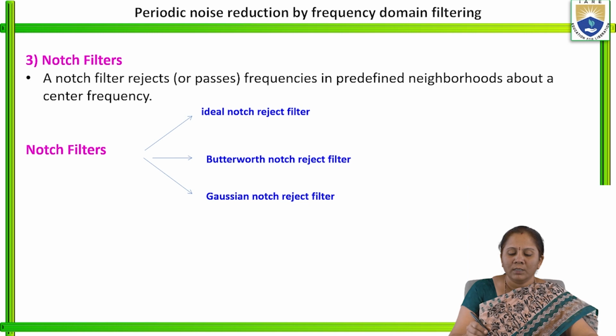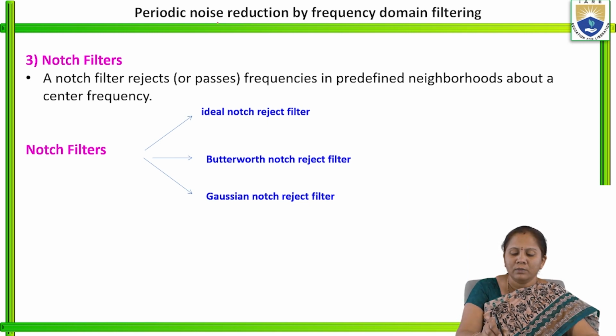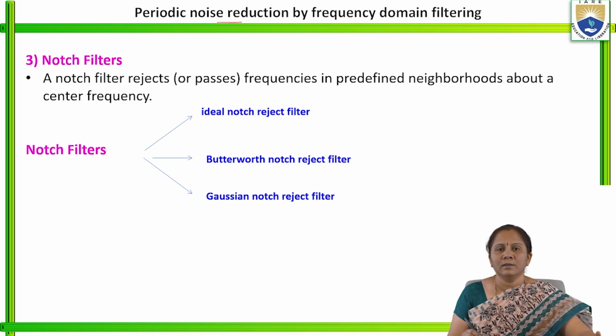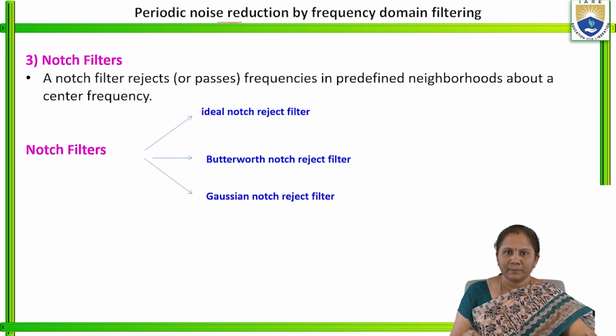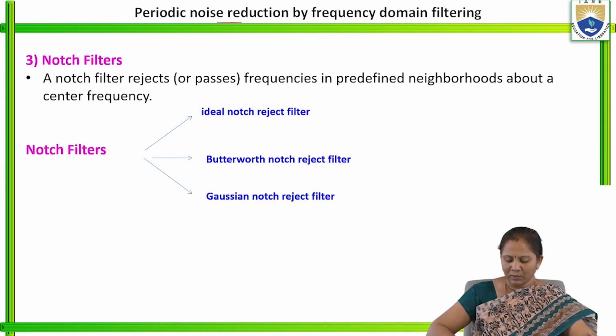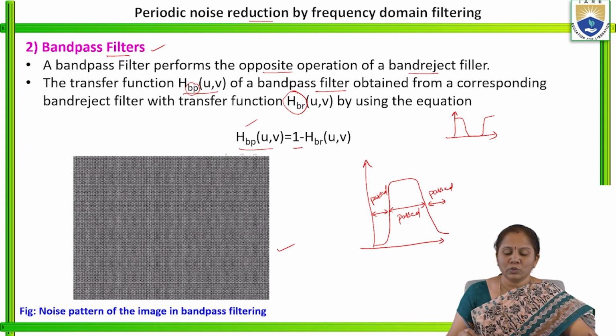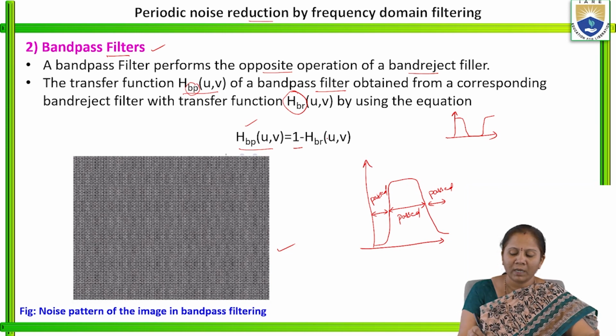Now, the next type of periodic noise filter is notch filters. In the previous case, what we have studied here is band pass filters. Here also we can have ideal band pass filter, Butterworth band pass filter and Gaussian band pass filter. In order to get the transfer function of all those filters, we can make it by taking 1 minus H_br of u comma v.